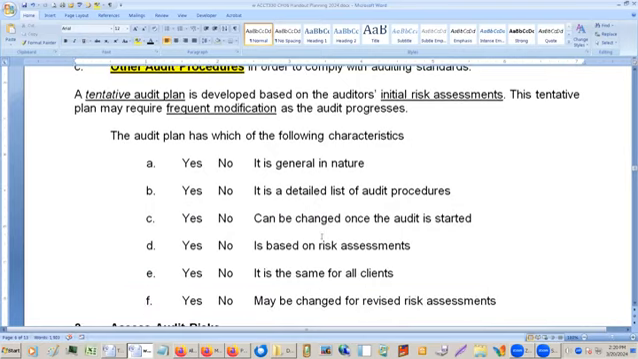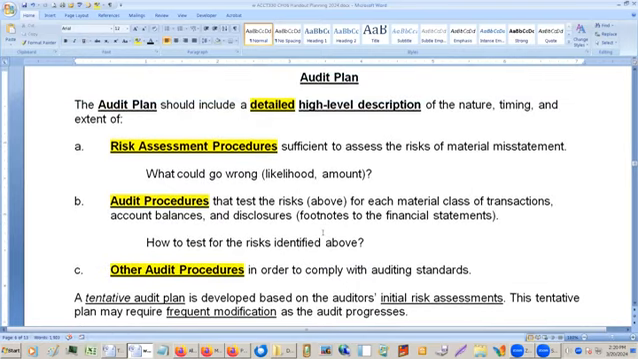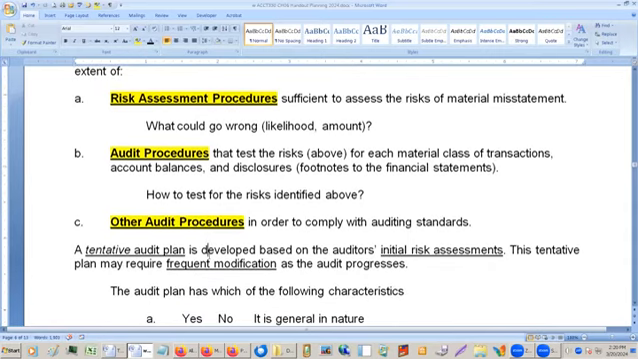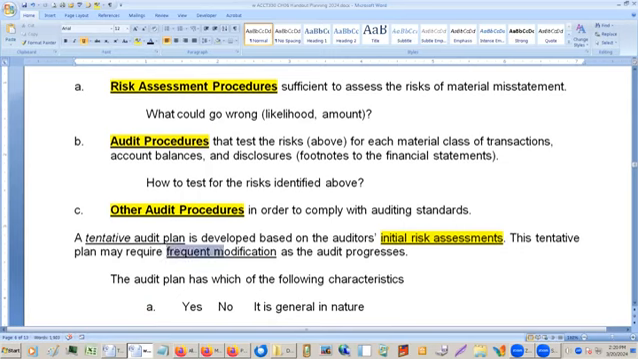Okay, and by the way, the tentative audit plan is developed based on the auditor's initial risk assessments. The plan may require frequent modifications as the audit progresses. So again, when things come up, we'll react appropriately. We might have something that we think is a risk, and as we start looking into it, it's not a risk at all. Okay, we're not going to waste a lot of time on this because this isn't a problem.